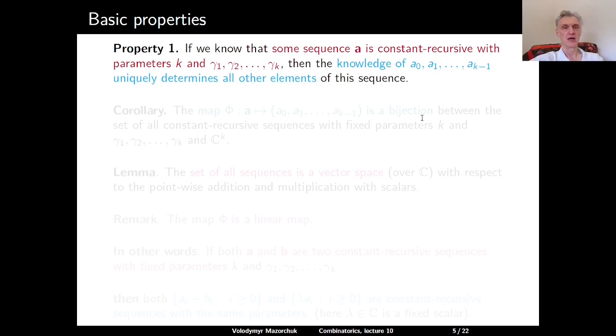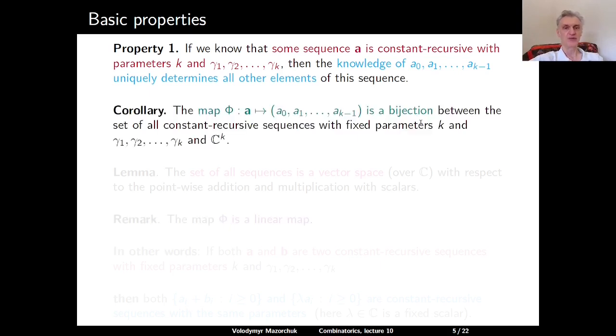Corollary, the map phi, which takes as input a constant recursive sequence with parameters k, gamma 1, gamma 2, and so on, gamma k, and maps it to the collection of initial elements a_0, a_1, and so on, a_{k-1}, is a bijection between the set of all constant recursive sequences with parameters k, gamma 1, gamma 2, and so on, gamma k, and the vector space C to the power k.